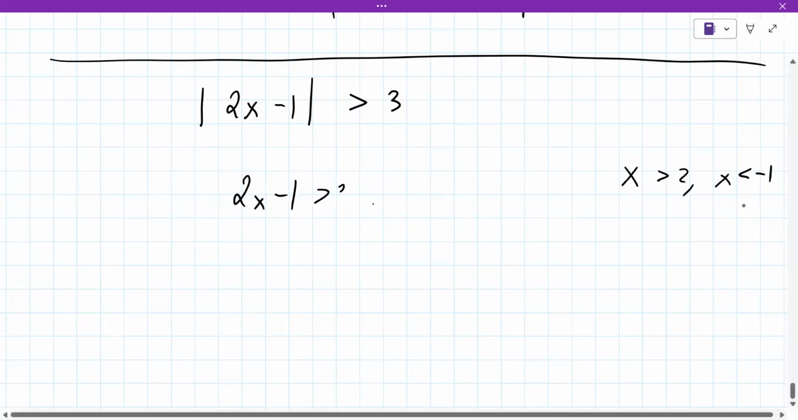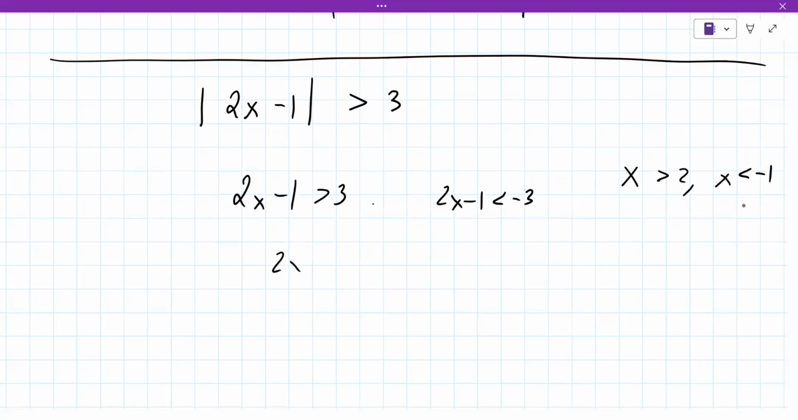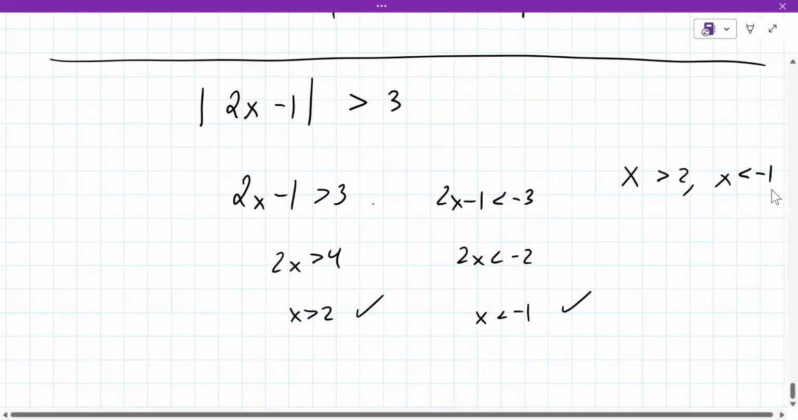That sounds correct here. Let me just double check you here. 2x minus 1 less than -3, 2x less than -2, so x is less than -1. And 2x minus 1 greater than 3, 2x greater than 4, so x is greater than 2. Yeah, both correct here. All right.